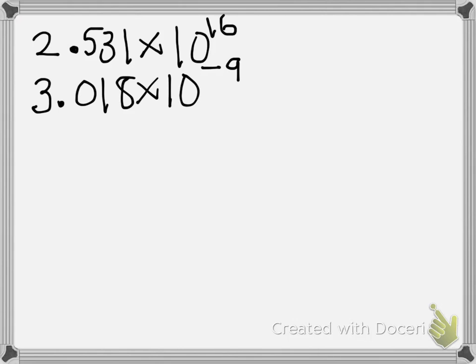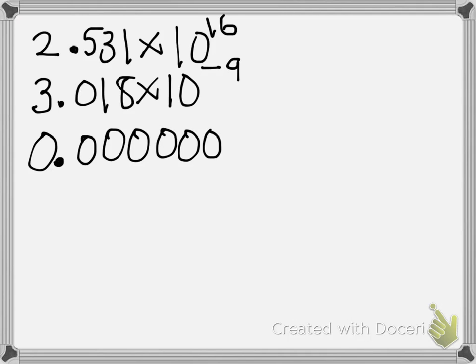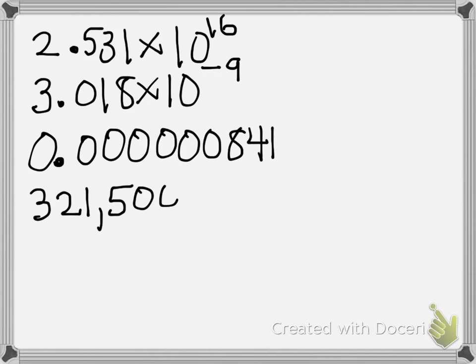Number 10, write the following scientific numbers in regular notation. Letter A would be a decimal, and then 2, 4, 6 zeros, and then an 8, 4, 1. And letter B would be 321,500,000 in regular notation.